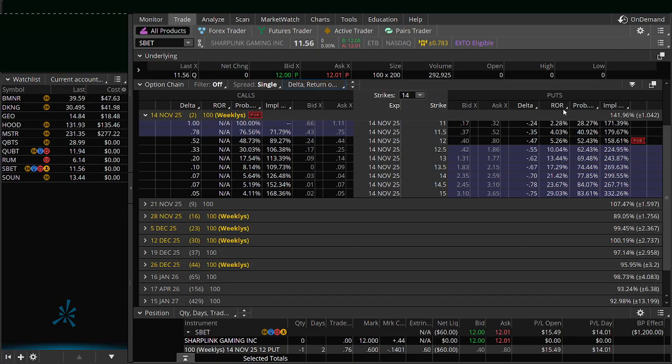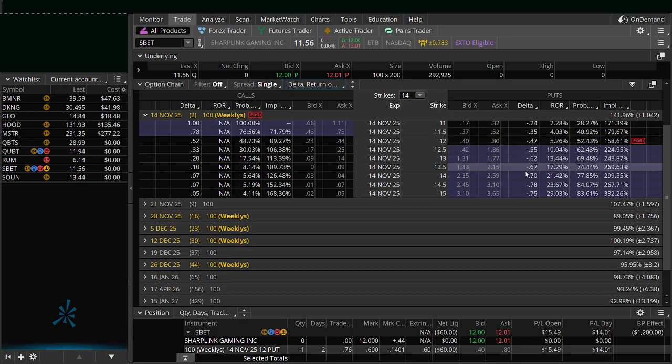Something that's important to note is that unfortunately ROR will not display on the call side, but it does display on the put side. So it's okay. I mean, you could do the math in your head, but I like to have it here when I'm selling puts. So let's talk about these for a second.